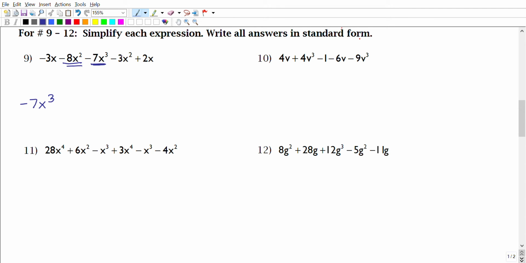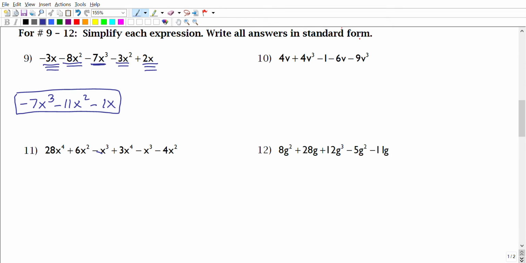I see an x squared term here, and I see an x squared term there. So negative 8 minus 3 is a negative 11 x squared. All right, and finally, we have two x terms, which is a negative 3x and a positive 2x. So if you combine them, it's negative 3 plus 2, which is just a negative 1x. Okay? So that is in standard form, but it's also simplified.